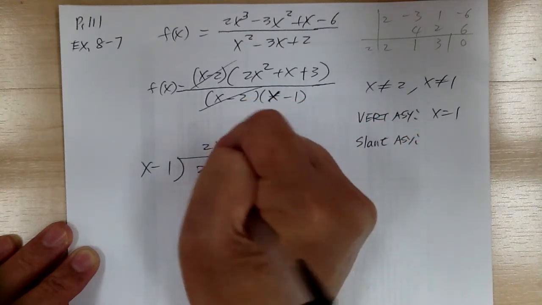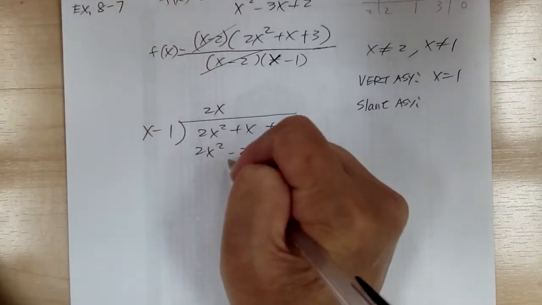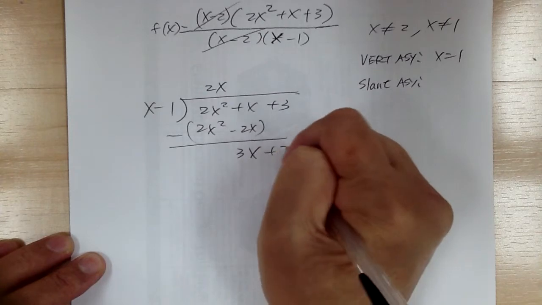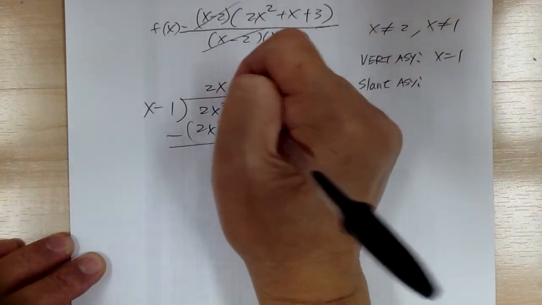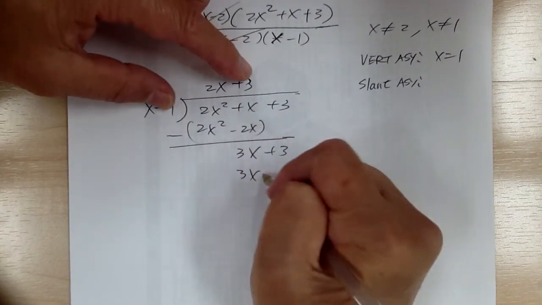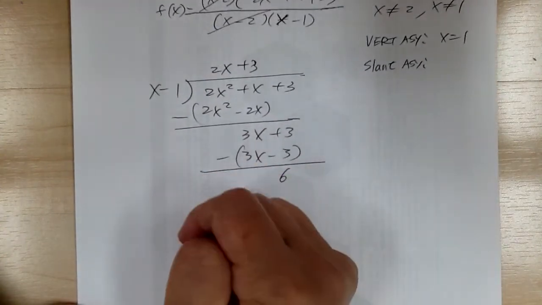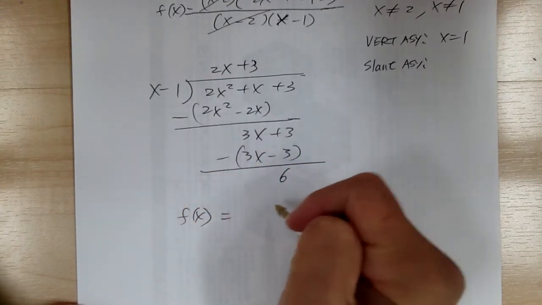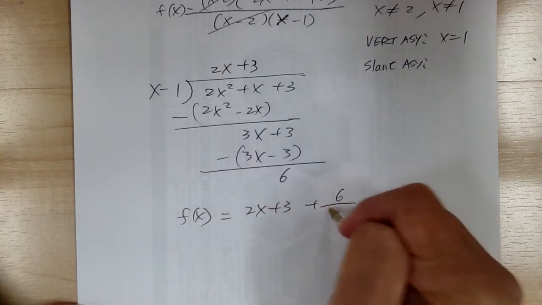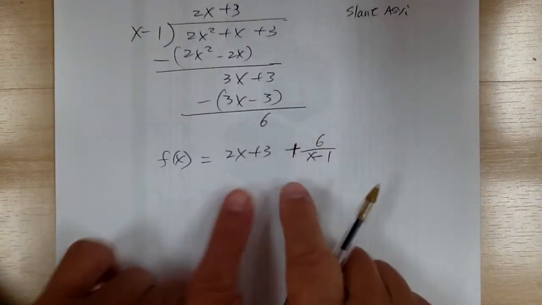So this would be 2x. So it would be 2x squared minus 2x. Okay, subtract. So it would be 3x plus 3, and then this would be plus 3. So it would be 3x minus 3, and this will give you 6. So f of x, when you divide it, actually it's going to become 2x plus 3 plus 6 over x minus 1. Okay? Okay, so from here again, this is your asymptote.